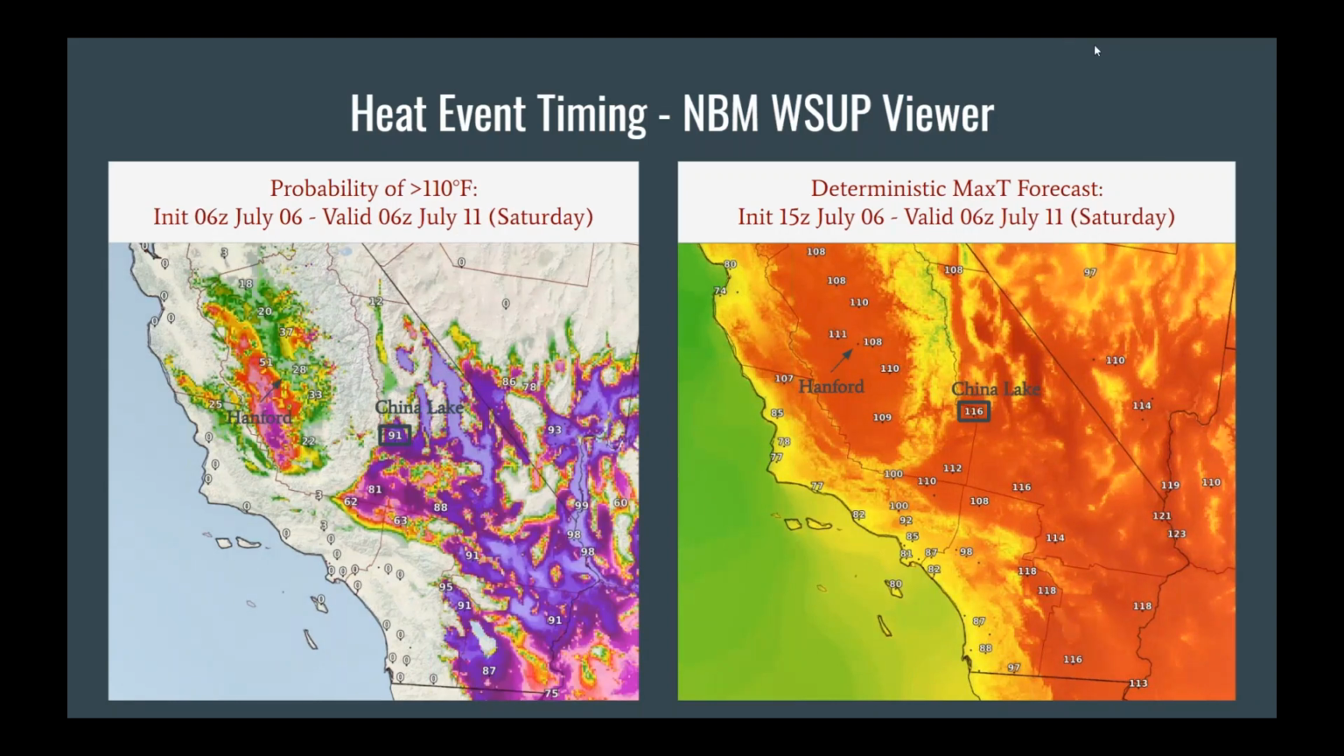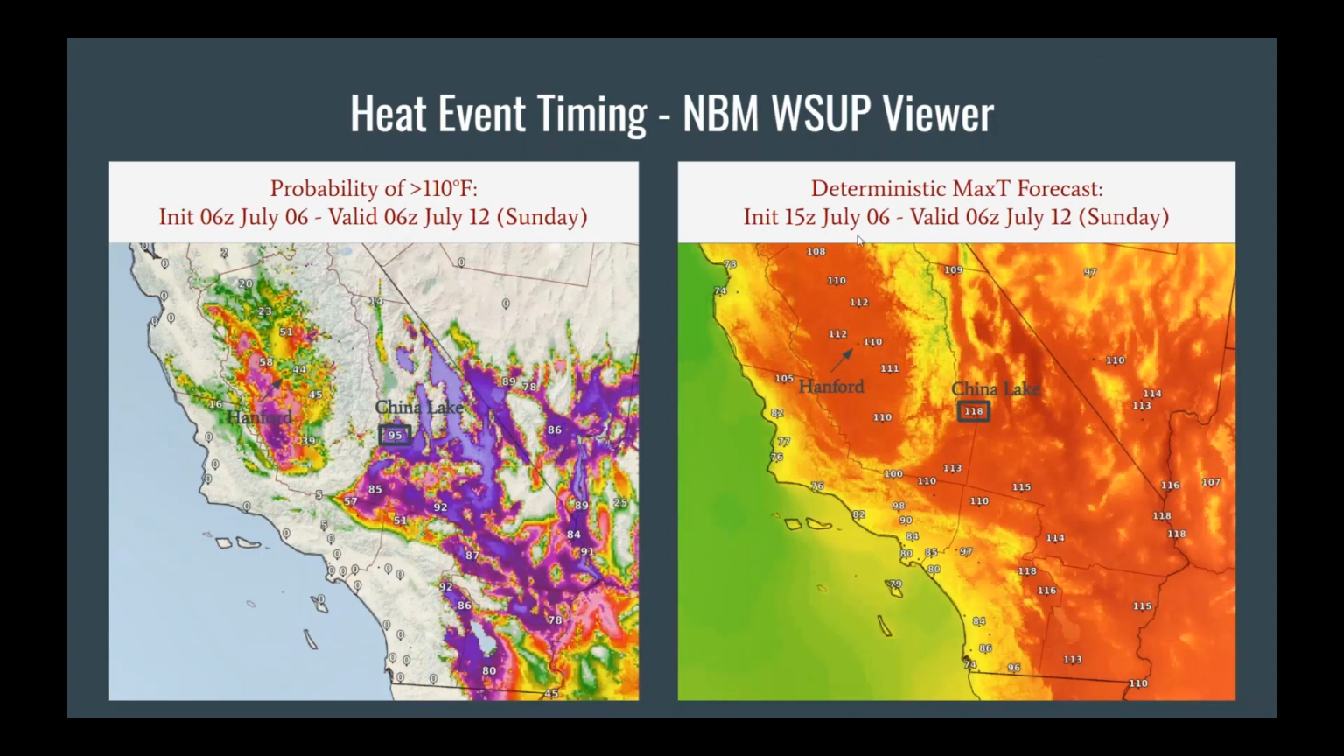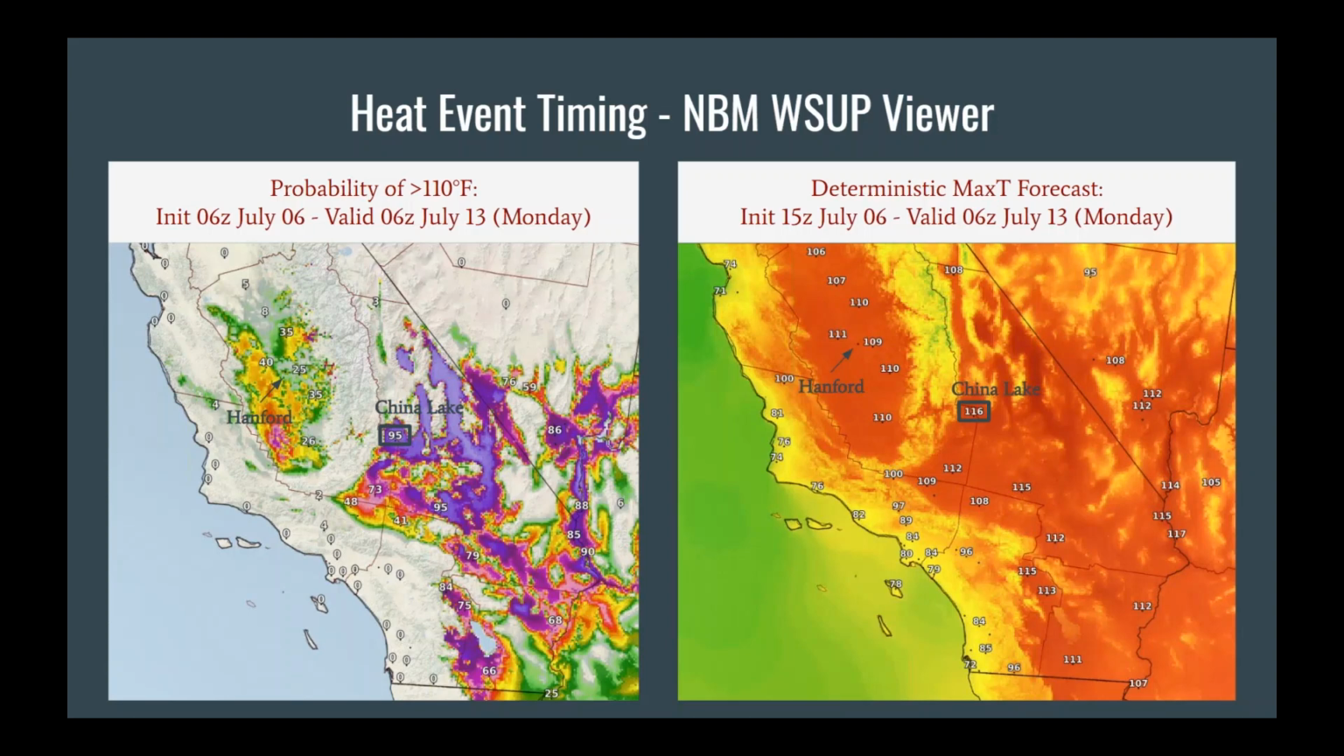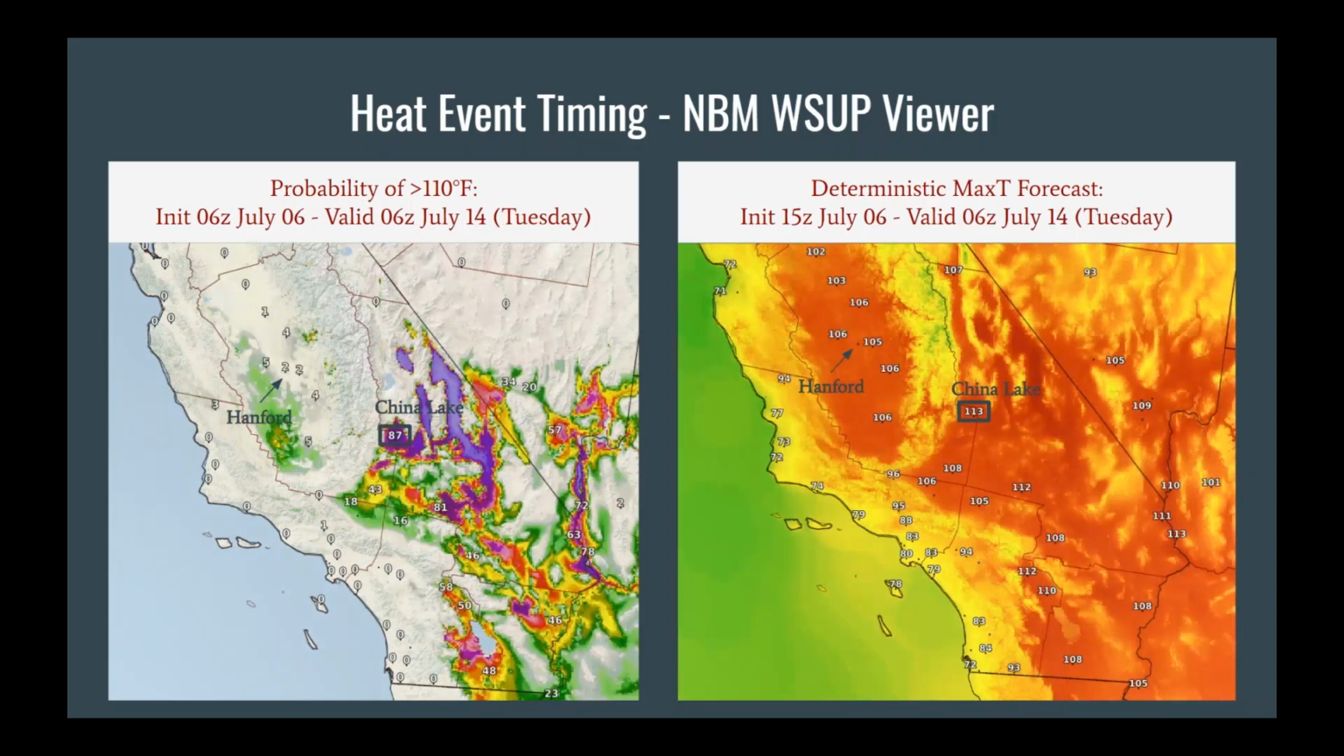And then we go to Sunday, and Sunday's forecast is projecting the highest temperatures. So the highest temperatures of this heat event appear to occur on Sunday, both at Hanford in the San Joaquin Valley and in China Lake. And the reason why those are labeled there is because we'll be looking at those point forecasts in a bit. And then we go on to Monday and Tuesday, and you can see those chances diminish over both the San Joaquin Valley and the Indian Wells Valley. So you can see that both the probabilistic and the deterministic forecasts pretty much are in agreement with the timing of the event.